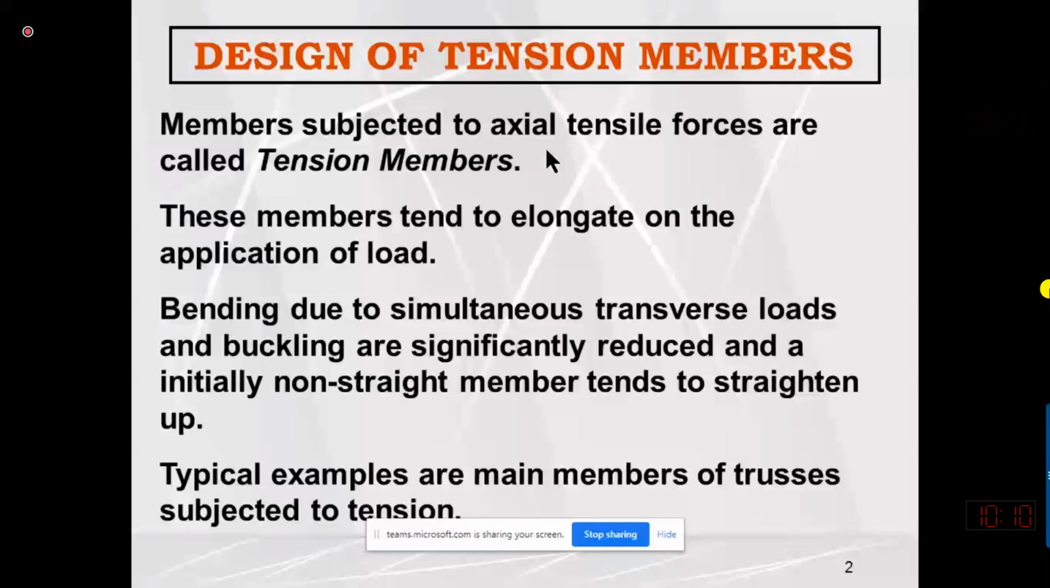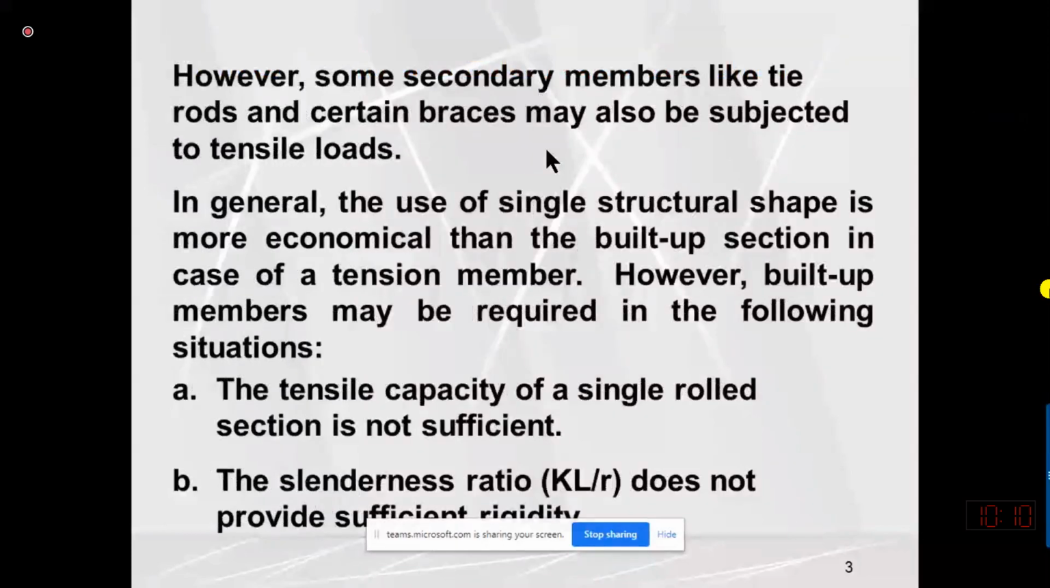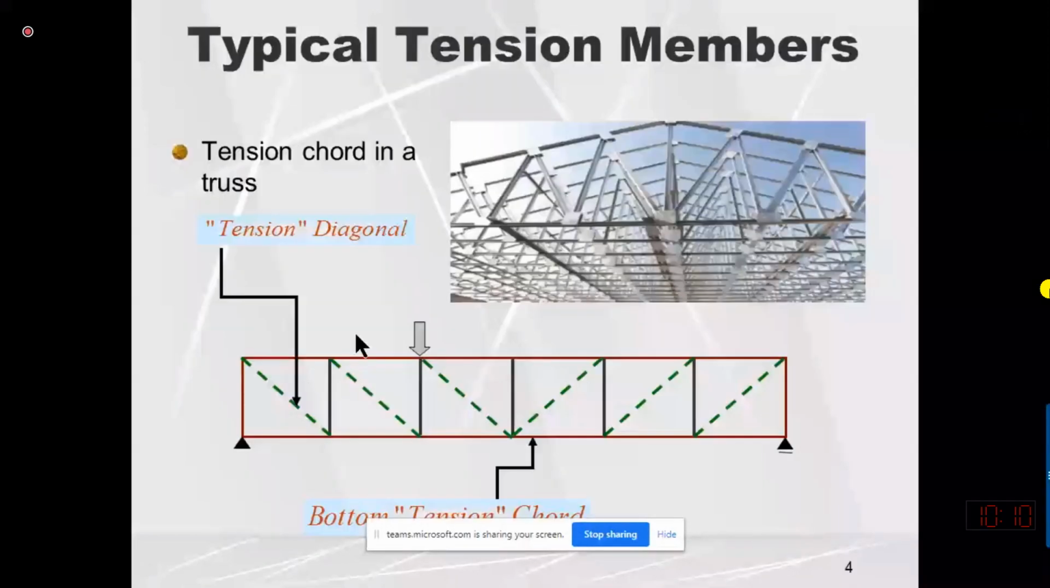However, some secondary members like tie rods and certain braces may also be subjected to tensile load. So what is a tie rod and other bracing members? You will see in the next slide. I have some pictures. In general, the use of a single structural shape is more economical than a built-up section in the case of a tension member. However, a built-up member may be required in the following sections. So first of all, let me show you some tension members. I will come back to built-up sections and explain them.